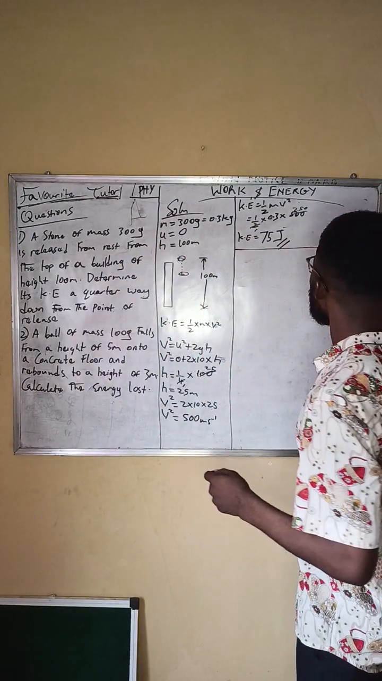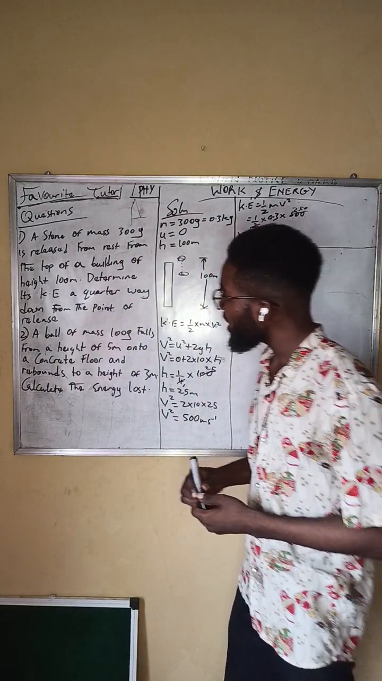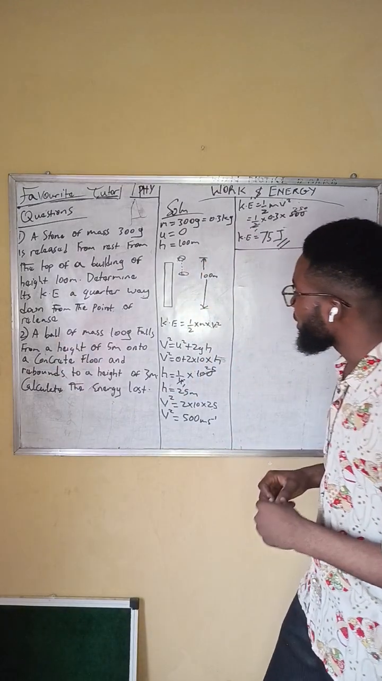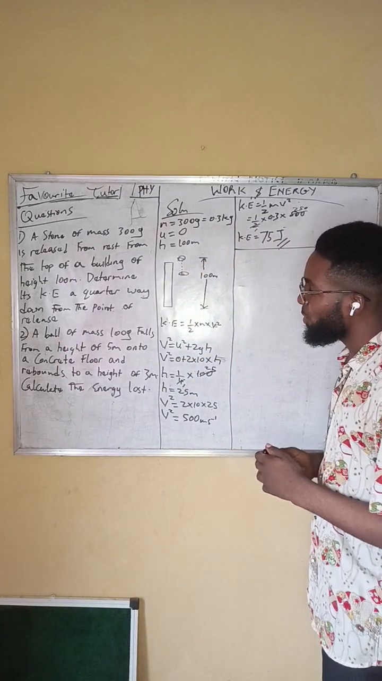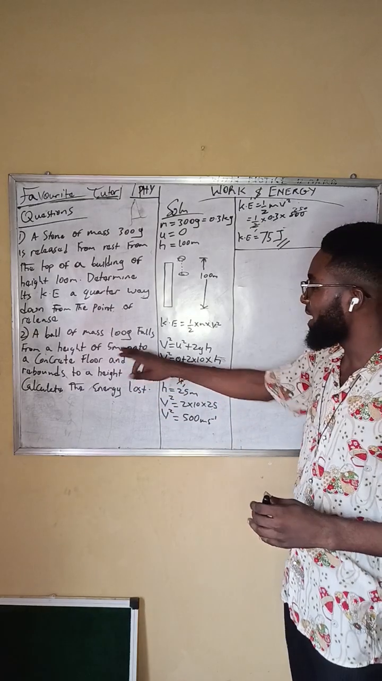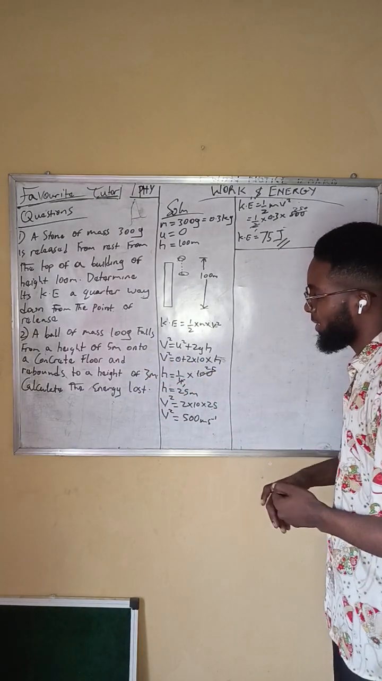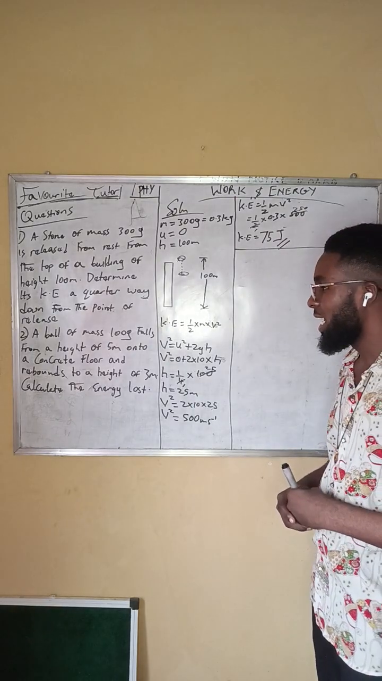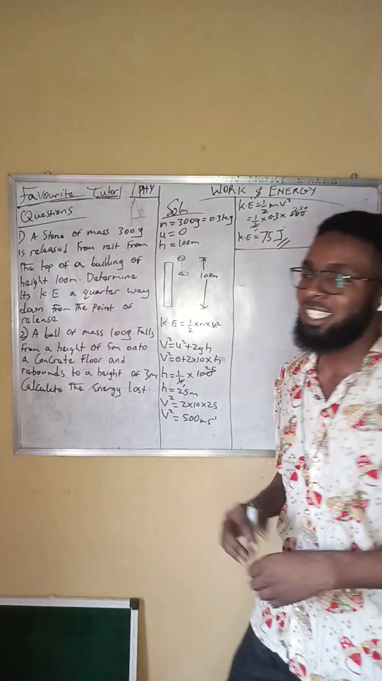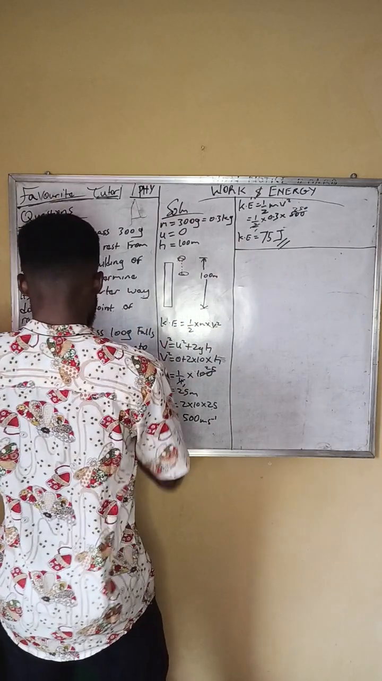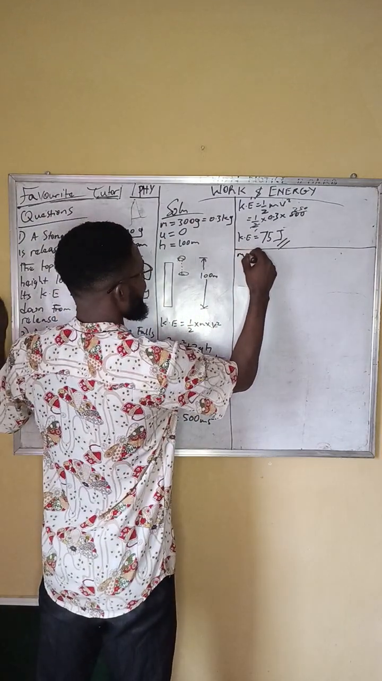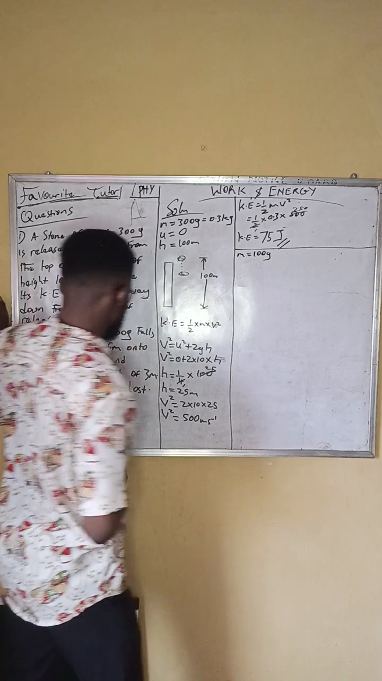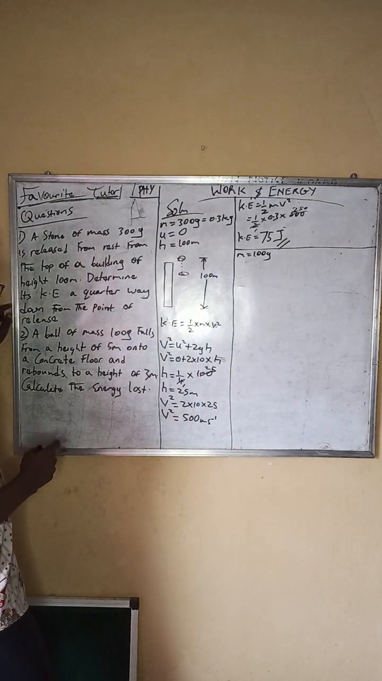All right, let's go to question 2. Say a ball of mass 100 gram falls from a height of 5 meters onto a concrete floor and rebounds to a height of 3 meters, calculate the energy loss. Okay, the ball has mass 100 gram.